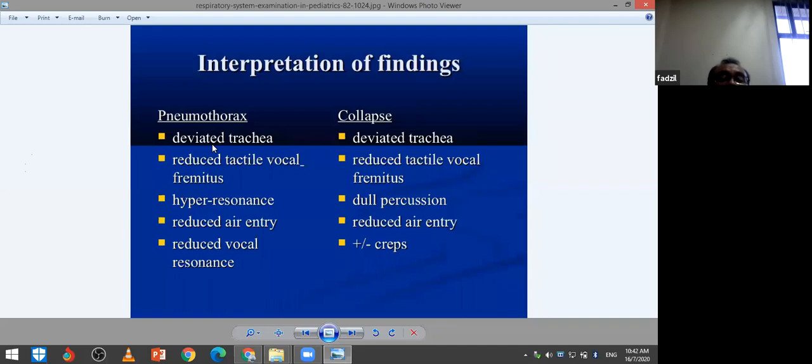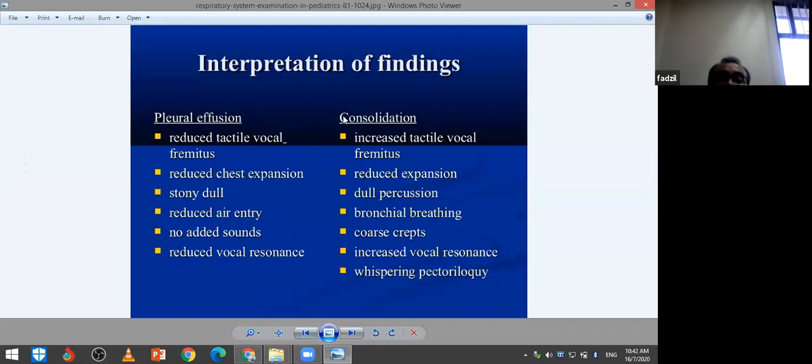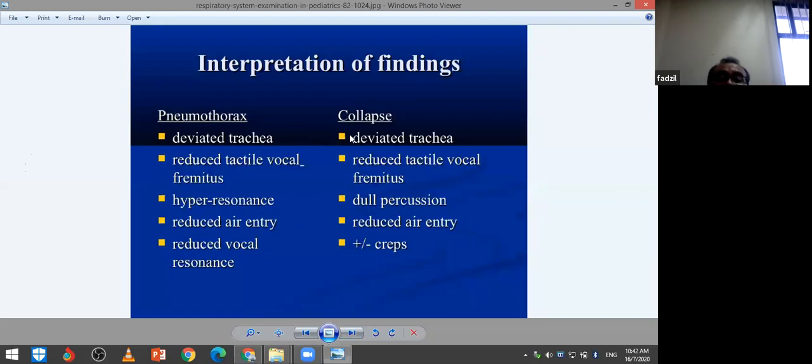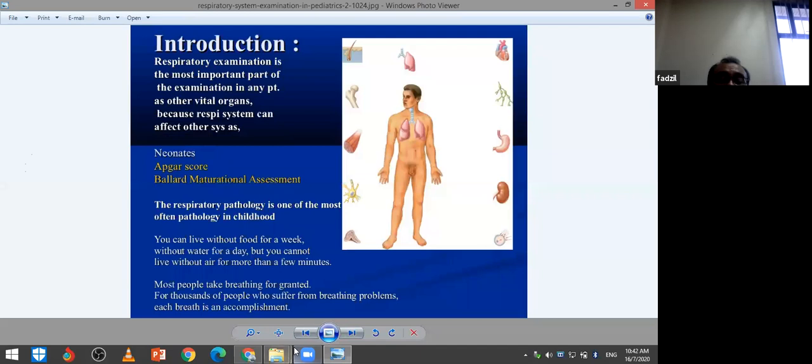Pneumothorax: the trachea can be deviated, not always. Reduced tactile vocal fremitus, hyperresonance, reduced air entry, reduced vocal resonance. Collapse: the trachea goes to the side of the collapse, whereas in pneumothorax it is pushed away from the side of the pneumothorax. Collapse: reduced tactile vocal fremitus, dull percussion, reduced air entry and crepitations. So different pathology, different findings: effusions, consolidations, pneumothorax, collapse.